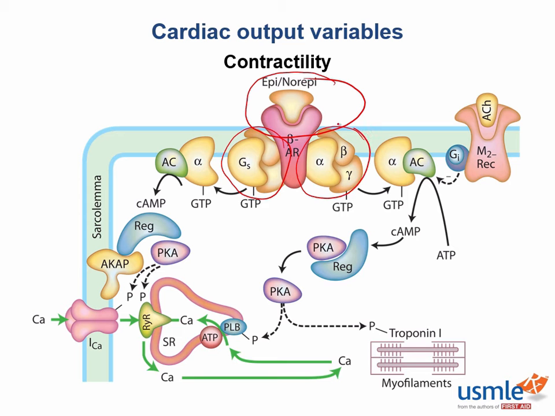Now this G-stimulatory protein will ramp up adenylate cyclase activity to produce more cyclic AMP. So what does the cyclic AMP do? Well, it binds to the regulatory domain of protein kinase A, and this action sets free protein kinase A to now phosphorylate phospholamban.